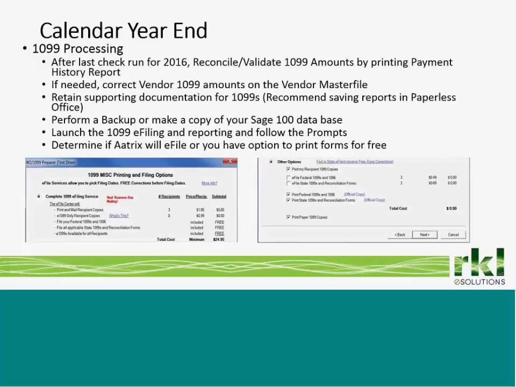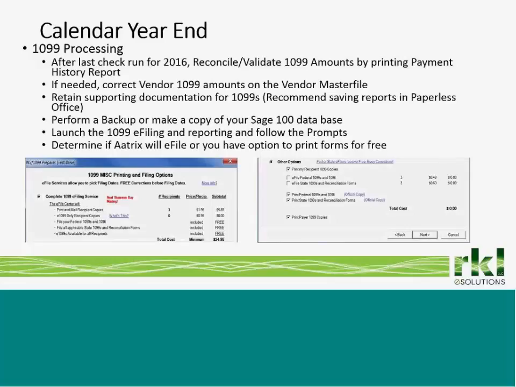That's also helpful for anyone that may have just gone live on Sage 100 this year, perhaps mid-year, and you do not have all your 1099 information in Sage. You could come in there and just edit the amounts in from your legacy system so that you have a corrected 1099 number. So you can edit that right on the vendor master file.